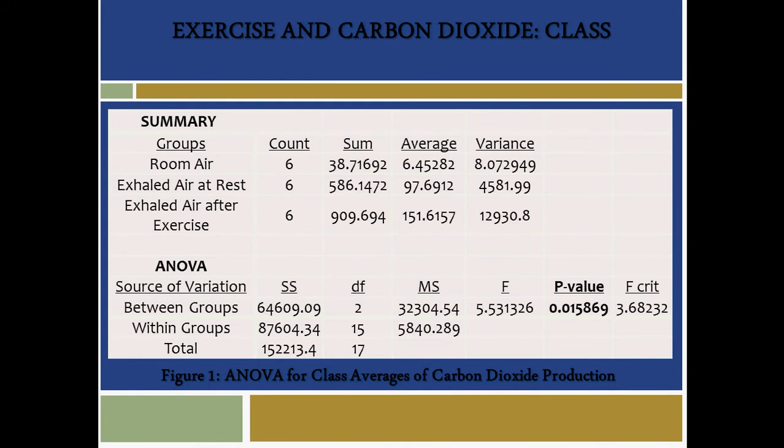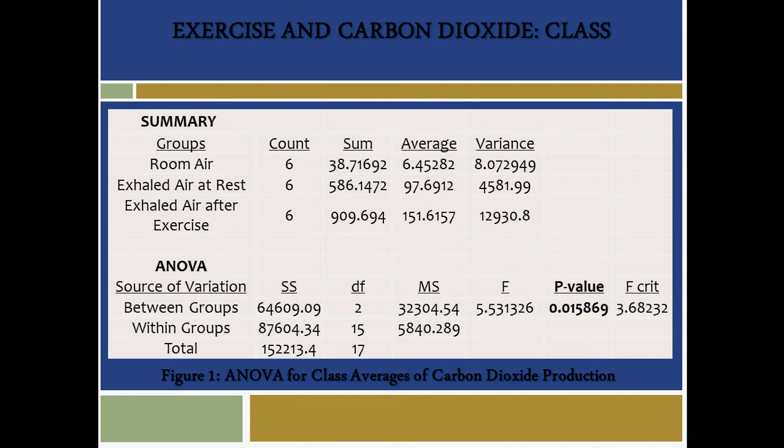In order to analyze the class data in Table 3, an ANOVA, or Analysis of Variance, was performed in Excel. Figure 1 presents the ANOVA. The p-value produced is the chance that the data is produced by chance. The p-value for this data is 0.015869. If the p-value is less than 0.05, the null hypothesis can be rejected.